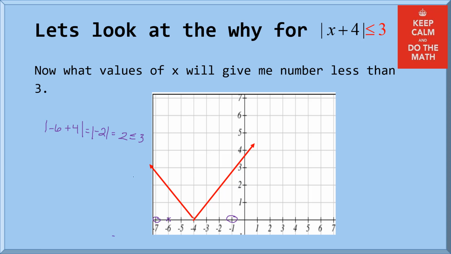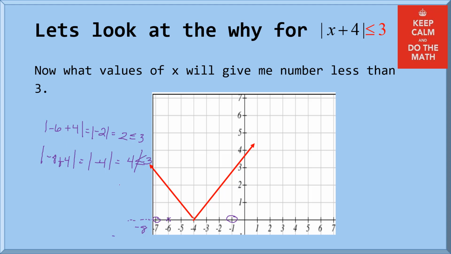Now, if I could extend my graph here and go out to, say, -8, I'm going to plug that one in. So -8 plus 4. Well, that's the absolute value of -4, and the absolute value of -4, of course, is 4. And 4 is definitely not less than or equal to 3. So clearly, I can only go as far as -7 this way, because once x is substituted in, it gives me a false statement.